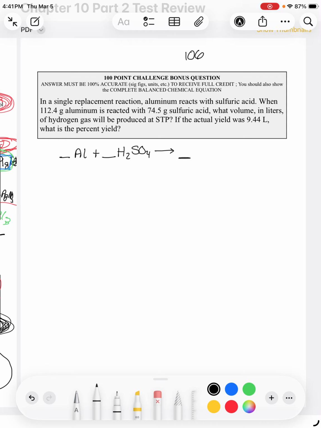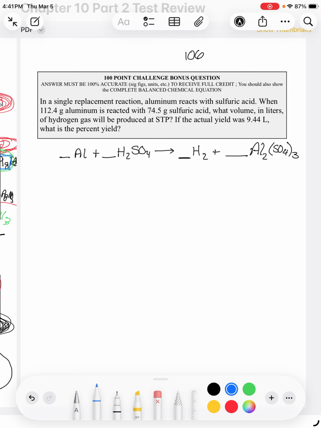But just in case you don't have that intuition, a single replacement is going to take our cations and swap them. So now, instead of aluminum being by itself, what's now by itself? Our other cation, which in this case is hydrogen. So hydrogen is now by itself. And it needs a subscript 2 because it's diatomic. And now, is aluminum by itself? No, it is now with sulfate. Al2(SO4)3 is aluminum sulfate.